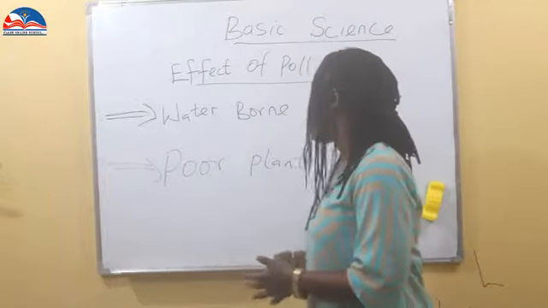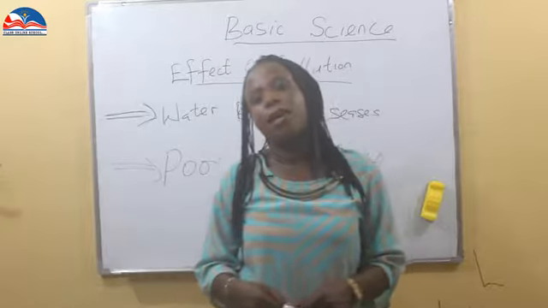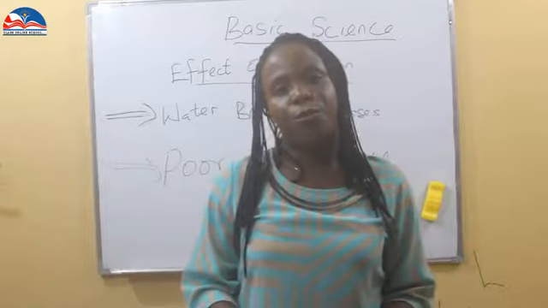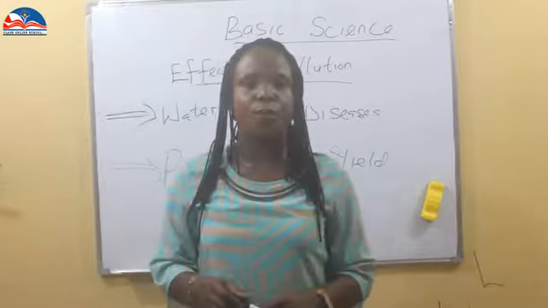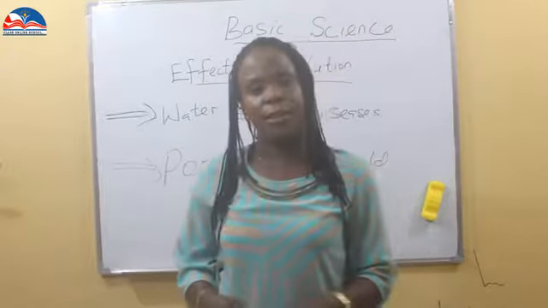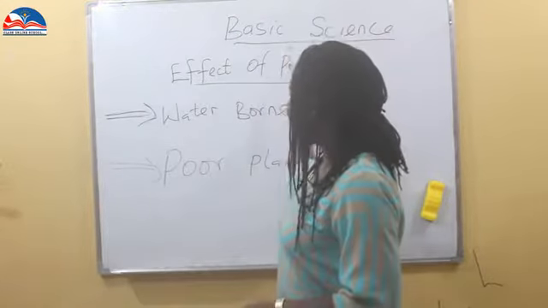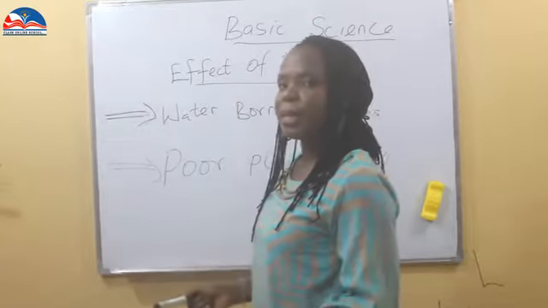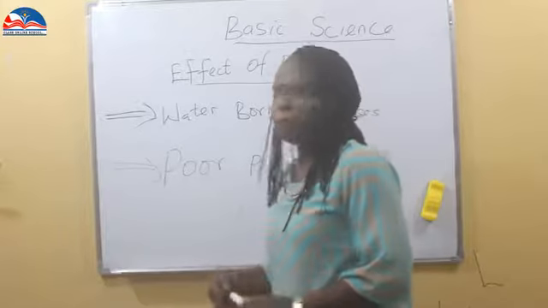Then we'll go to the next point, poor plant yield. Food is an essential part of human life. And where do we get our food from? The food we consume comes from plants, comes from the crops we plant. How does pollution affect our plants? That will reduce the yield that comes from it.